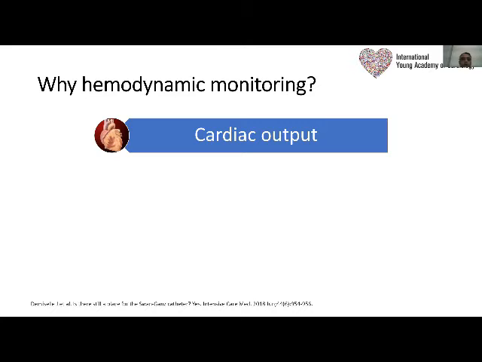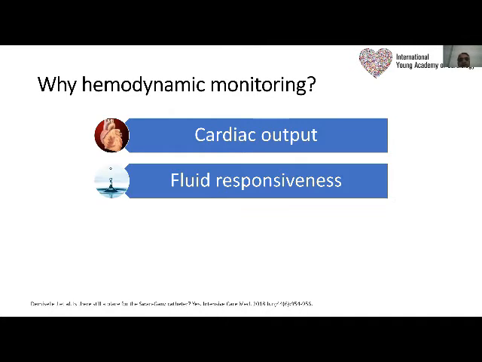What can we get from hemodynamic monitoring? Simply, we can get the cardiac output, which is very important to differentiate whether the patient is in a shock status with high or low cardiac output. We need to know the fluid responsiveness of the patient. It's a very important topic and a very important task for hemodynamic monitoring. Will my patient benefit from fluids or not? Because hypovolemia and hypervolemia, both of them are harmful.